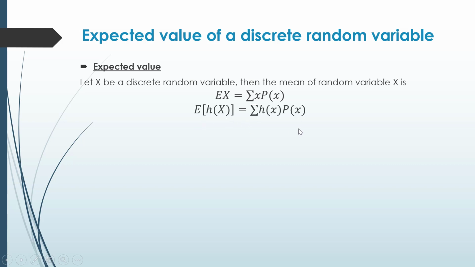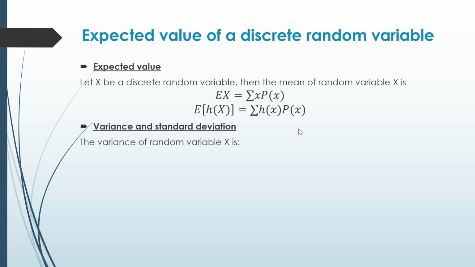And variance and standard deviation. So the variance of random variable x is Var of x. This is the notation. Sometimes we use sigma squared of x. So variance of x is E of x squared minus E of x whole squared, and this is the summation of x minus x bar whole squared times p of x.